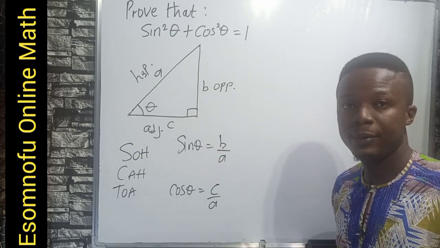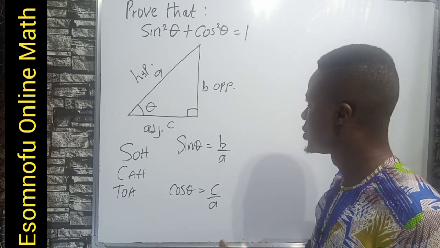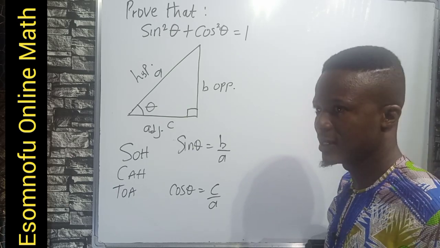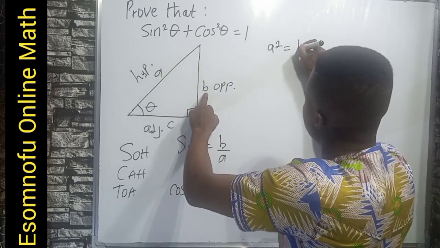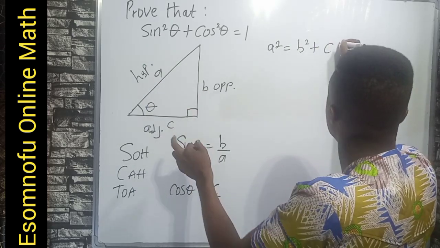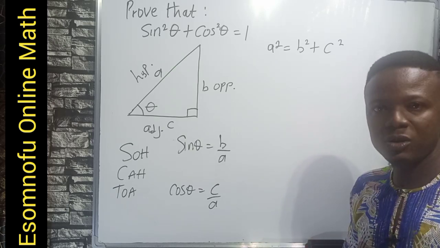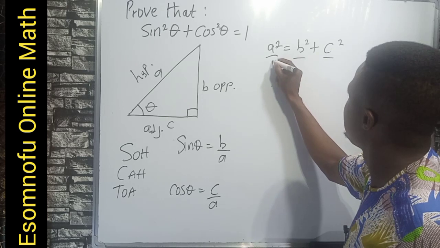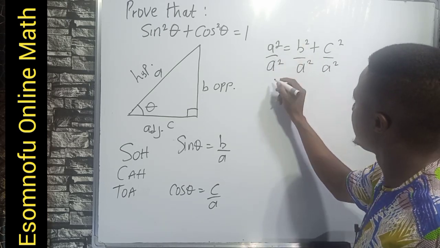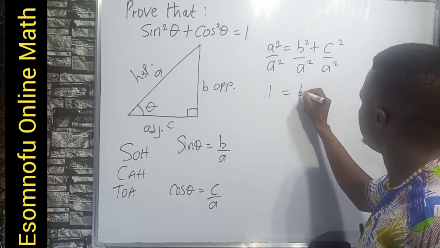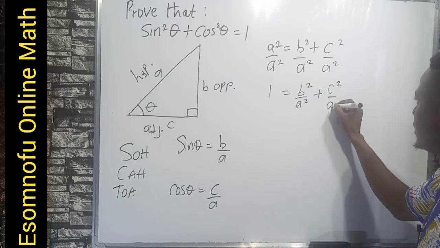Now remember your Pythagoras theorem, which is telling us that the square of hypotenuse is equal to the sum of the squares of opposite and adjacent. So from here, hypotenuse squared from Pythagoras is equal to opposite squared plus adjacent squared. This is our Pythagoras theorem. Now, you know in equation, whatever you do to both sides will not affect the equation. So let's divide both sides by a squared, over a squared, over a squared. So that a squared divided by a squared will give us 1 equal to b squared over a squared plus c squared over a squared.